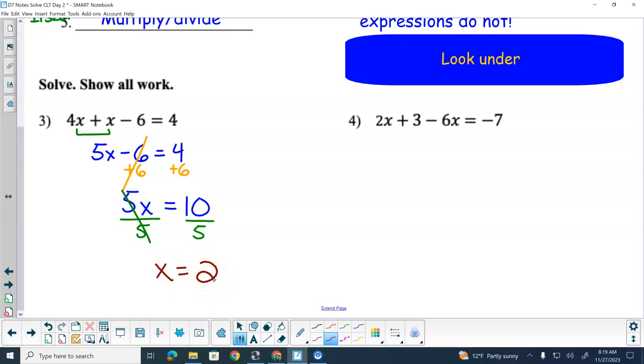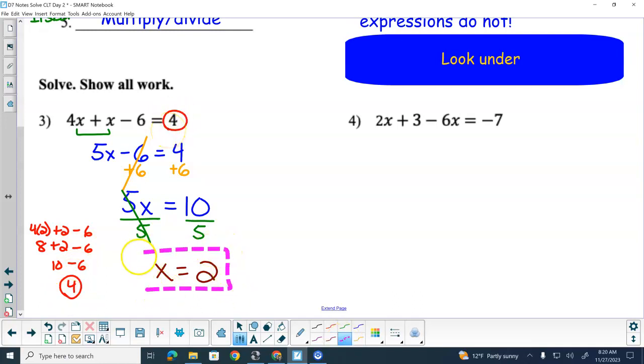Alright? Now, what's our next step? It's not on our list, but it should be step number 6. We should check it. 4 times 2, 8 plus 2 minus 6 is 4. Is 4 equal to 4? Yep, so now we can brag about our work. Check and brag. Okay?